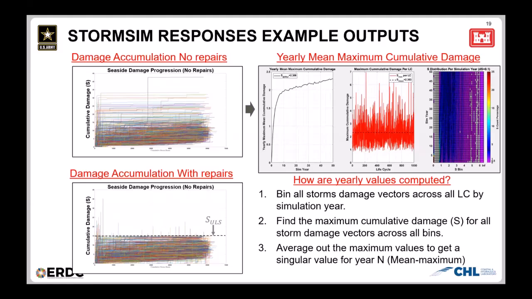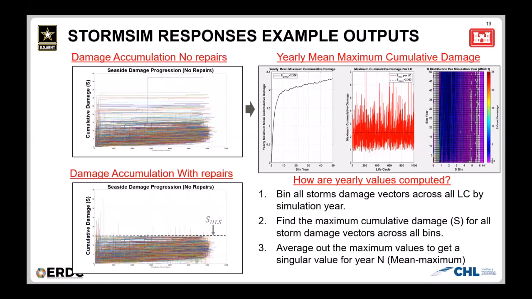So the way that each of these figures are computed, starting from the left one, from the first one, so we take the damage accumulation with no repairs, meaning we left those life cycles to accumulate damage freely, right? So we bin all storm damage vectors across all life cycles by simulation year. So we specify the simulation year that we want to process first, let's say year one, and we go across all life cycles and grab the whole damage vector for all the storms that happen on the first year throughout the life cycles.